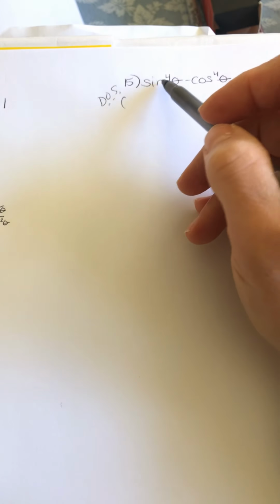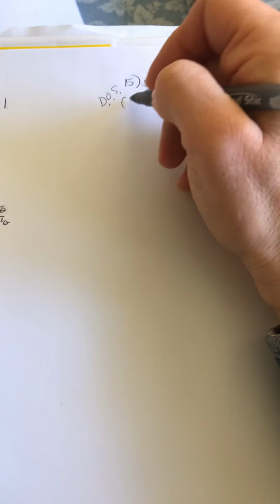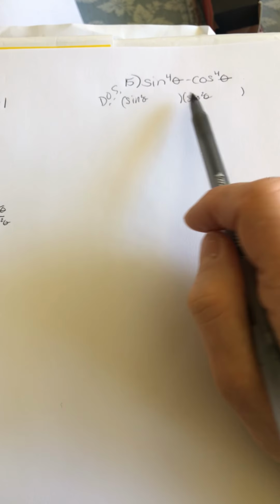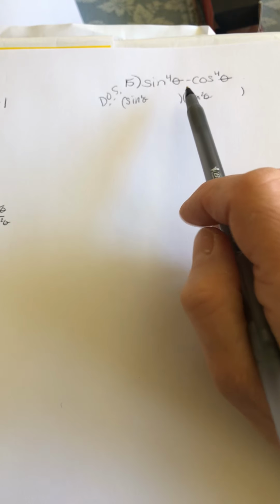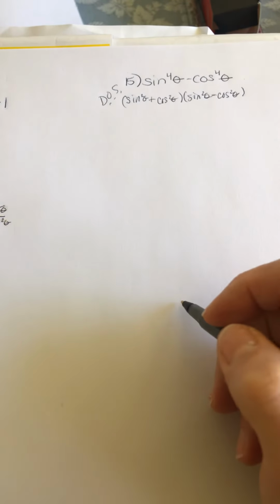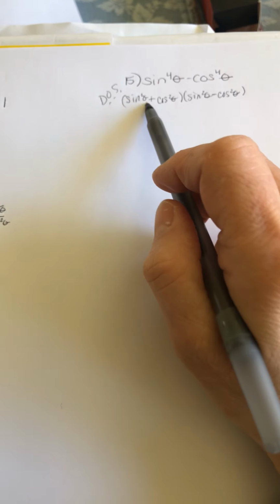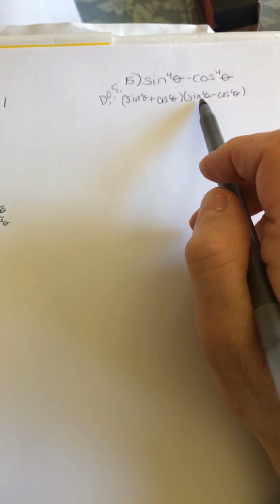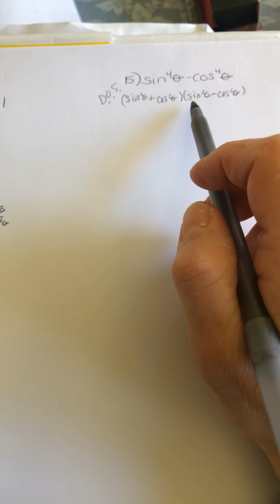So I'm going to write my two sets of parentheses here. If I took the square root of sine 4th theta, this is going to be sine squared theta and sine squared theta. I know if I multiply those two things together, I'm going to get sine to the power of 4 theta. And the same thing here, I'm going to have cosine squared theta and cosine squared theta. And I'm almost done. I just need a plus over here and a minus over here. So I now have sine squared theta plus cosine squared theta times sine squared theta minus cosine squared theta.